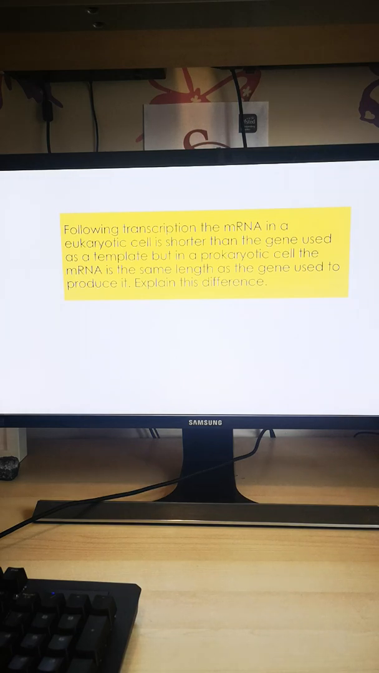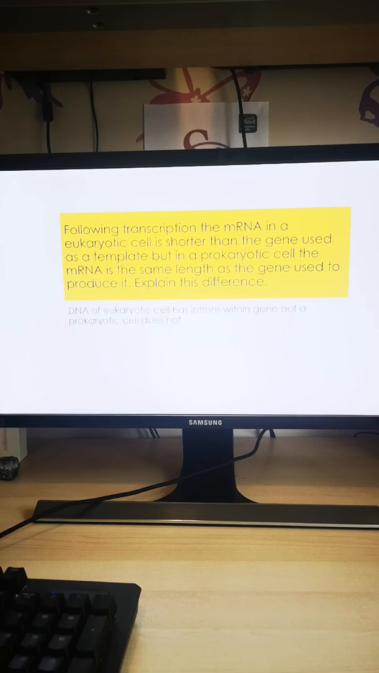Okay, following transcription, the RNA in the eukaryotic cell is shorter than the gene used as a template, but in a prokaryotic cell, the mRNA is the same length as the gene used to produce it. Explain this difference. Again, pause and write down your answer. Okay, you ready for your answer?